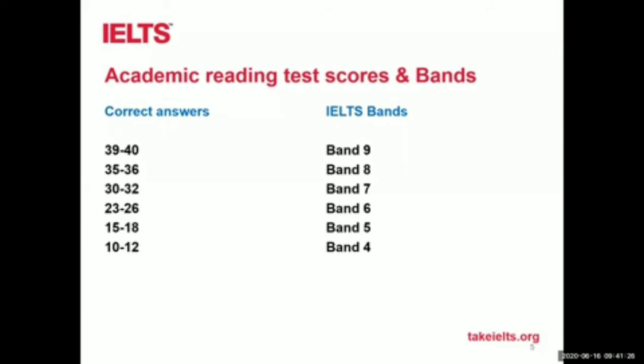Here is a rough approximation of the reading test scores and how they relate to the IELTS banding system. I say rough approximation because this changes, it varies. If you're aiming at band 8, you're aiming at a range of correct answers. You'll need to get 35 or 36 to get a band 8. To get a band 7, you'll need to answer 30, 31 or 32 correctly and so on. I stress, this is just a rough approximation. It will be around this.